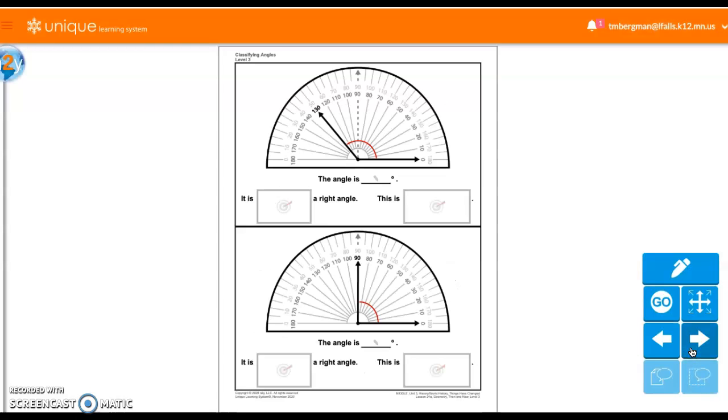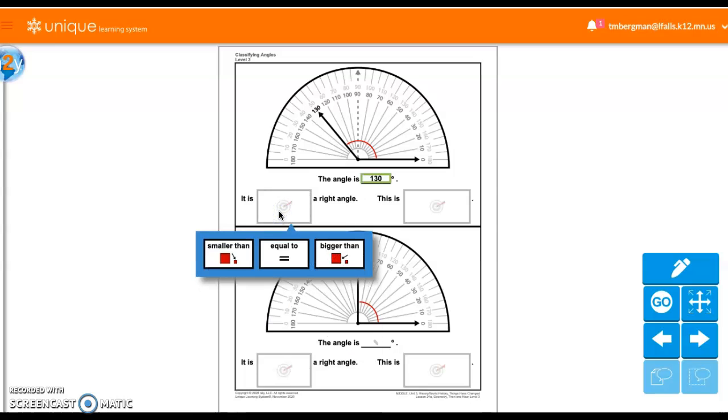Okay, so yours may look like this. Remember, this dotted line always shows us where the 90-degree angle is, okay? So right here, we're looking for what the angle is. So we can look right here. It's in bold for us, which really helps. This angle is 130 degrees. And then we have to say, is it bigger than a right angle, equal to a right angle, or smaller than a right angle?